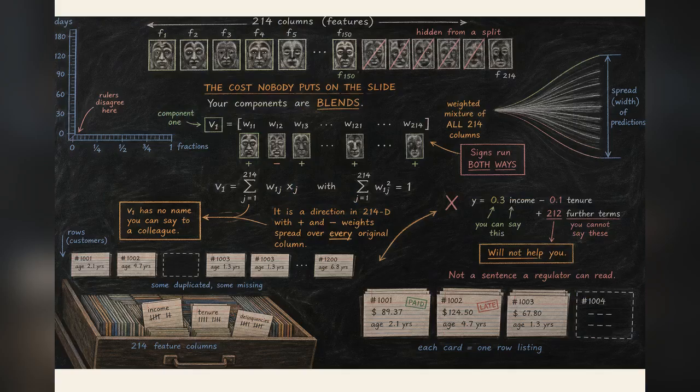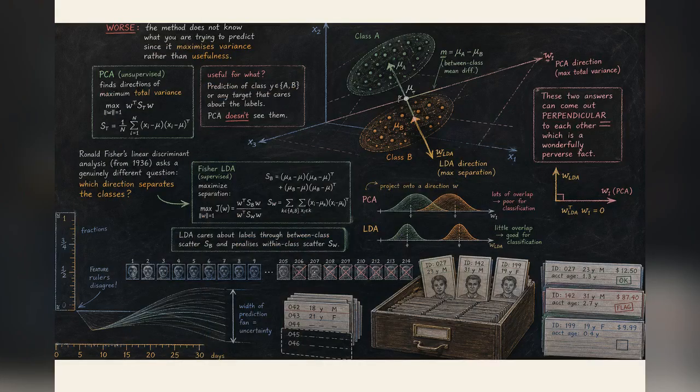Your components are blends. Component 1 does not have a name you can say to a colleague, since it is a weighted mixture of all 214 of your columns with signs running both ways. If your deliverable is a sentence a regulator can read, a direction meaning 0.3 times income, minus 0.1 times tenure, plus 212 further terms, will not help you at all. Worse, the method does not know what you are trying to predict, since it maximizes variance rather than usefulness.